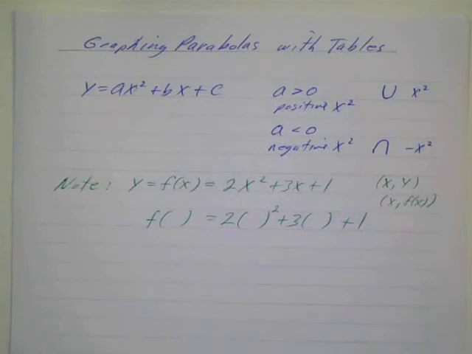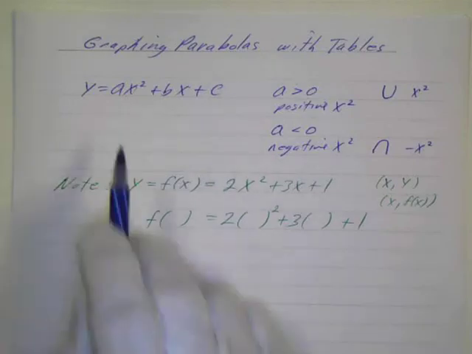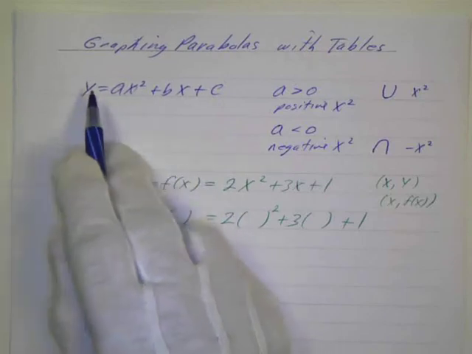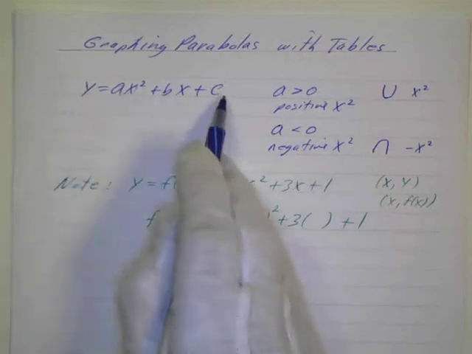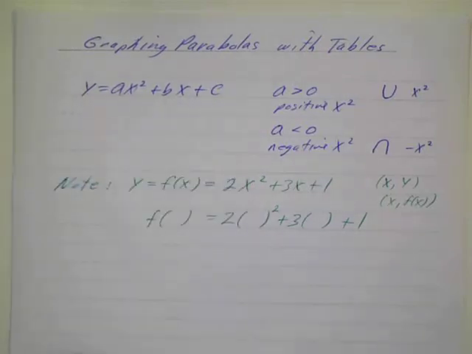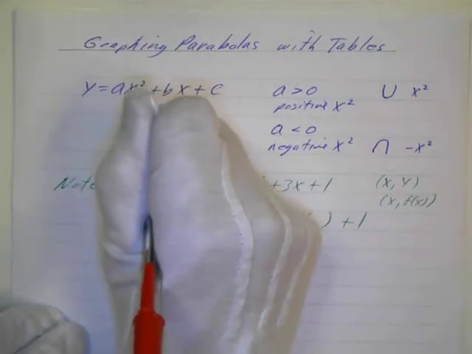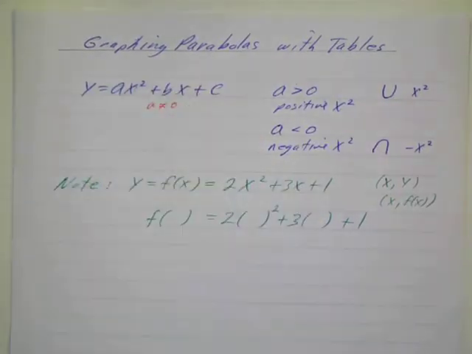Okay, we're going to be graphing parabolas with tables. And just a little bit of background information. If you have a quadratic equation, that means an equation that's second degree, it's in this form of y equals ax squared plus bx plus c, and as long as a is not 0, because a's got to be some number, otherwise we wouldn't have a quadratic. So a cannot equal 0. Put that little stipulation in there.